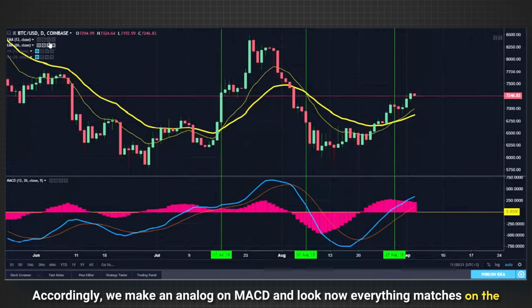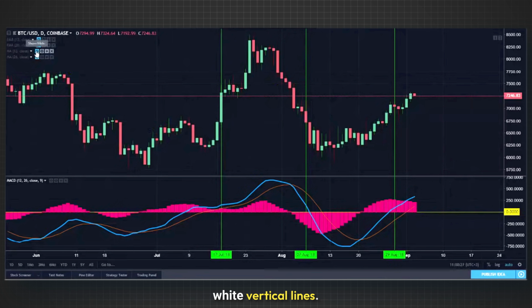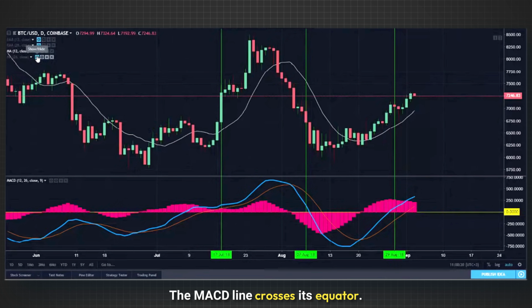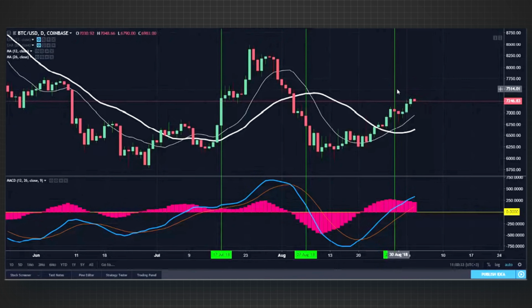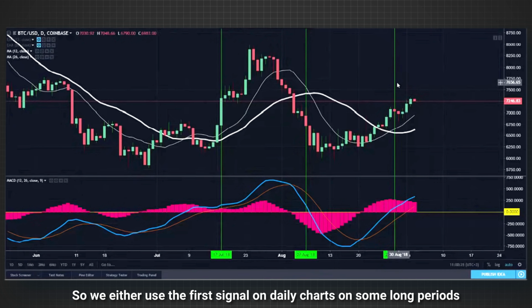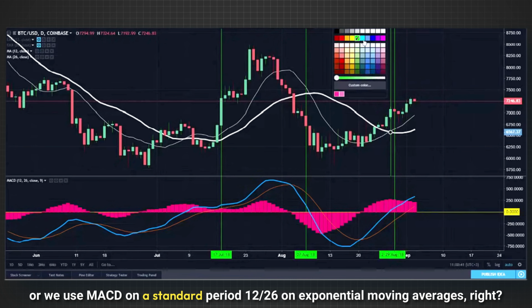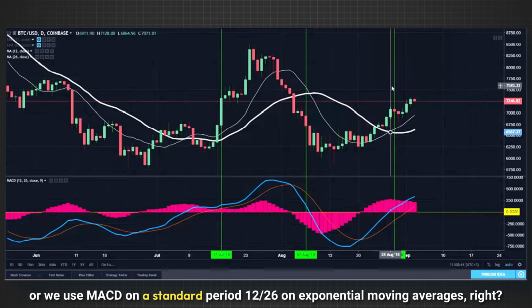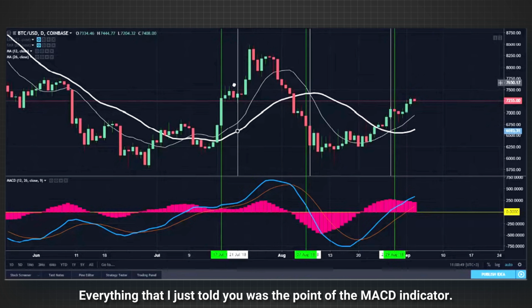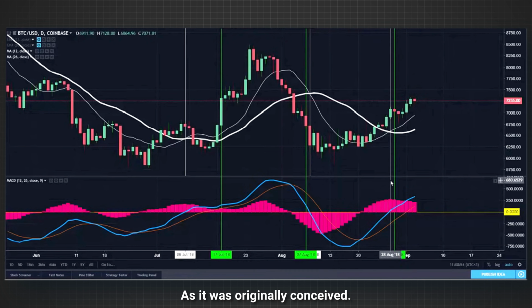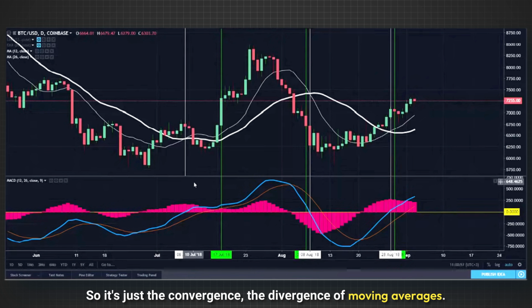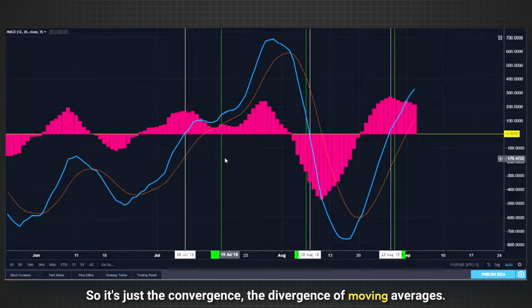Accordingly, we make an analog on MACD, and look, now everything matches. On the white vertical lines, the MACD line crosses its equator. There you go. So we either use the first signal on daily charts on some long periods, or we use MACD on a standard period 12, 26 on exponential moving averages, right? Everything that I just told you was the point of the MACD indicator as it was originally conceived. So it's just the convergence, the divergence of moving averages.